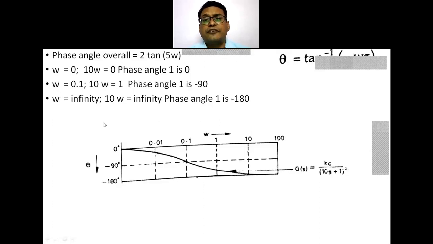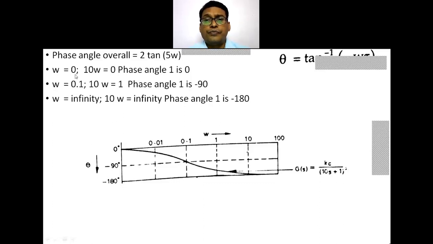So subsequent values are to be used for this omega and substituted in this equation, and the phase angle theta can be calculated, which is nothing but 2 tan inverse of 5 omega. So that comes as 0, minus 90 and minus 180. So from 0, minus 90, minus 180 is plotted.